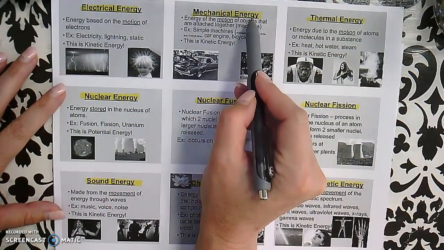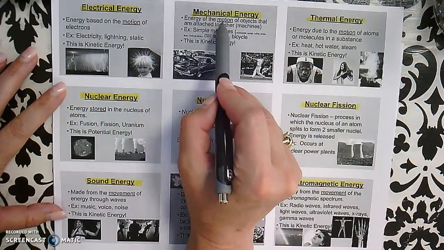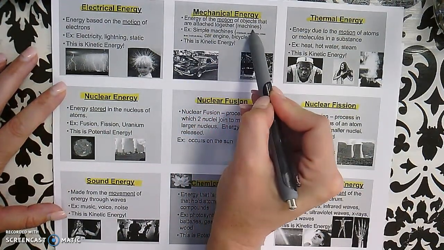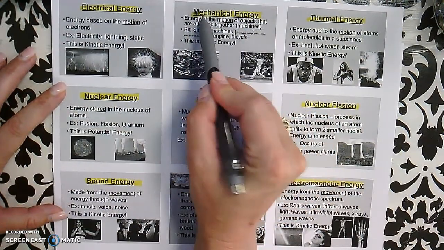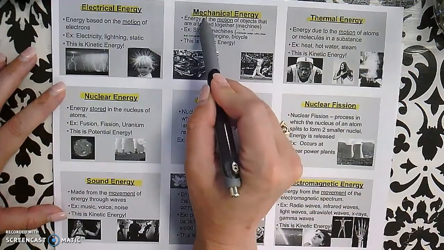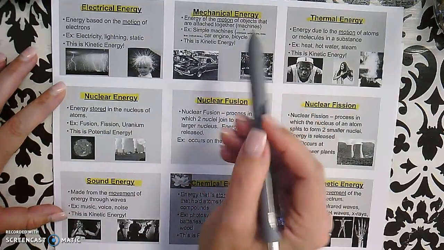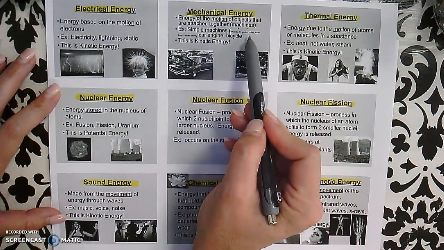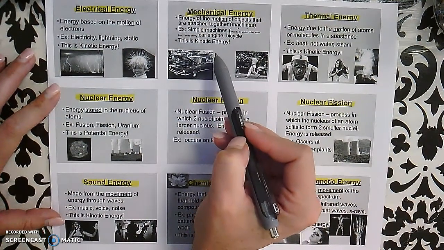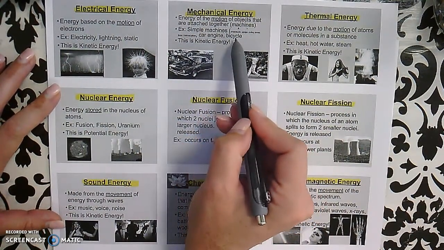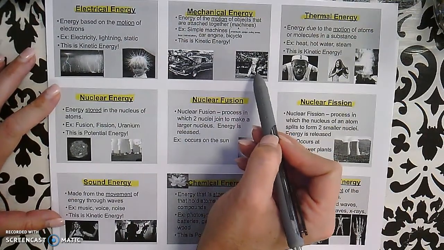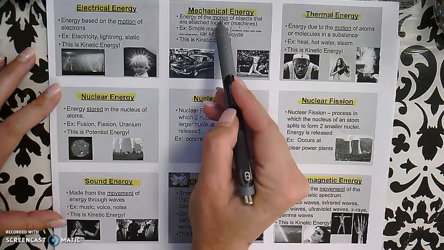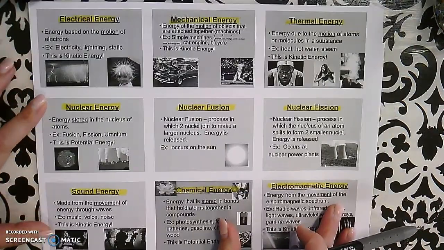Then we have mechanical energy, and that is energy of the motion of objects that are attached together, like machines. My memory trick for that is that a mechanic fixes machines, so mechanical energy goes with machines. Examples for this could be any of our simple machines, like a wheel and axle, a pulley, a wedge, a screw, a lever, an inclined plane, car engines, bicycles, and we humans are also considered machines. This is kinetic energy because, again, we're going back to that word motion.